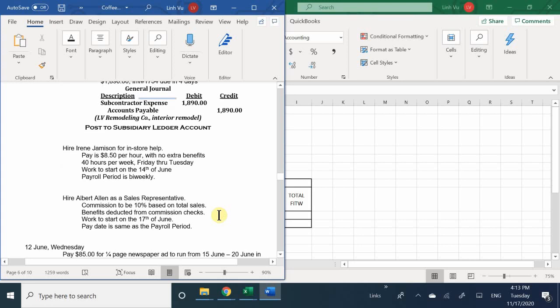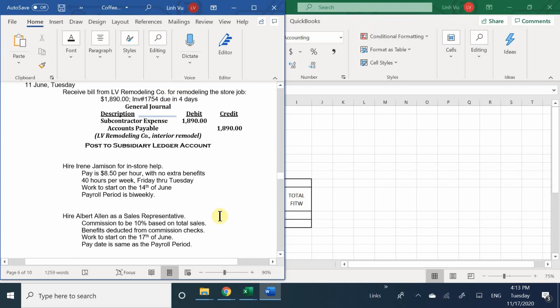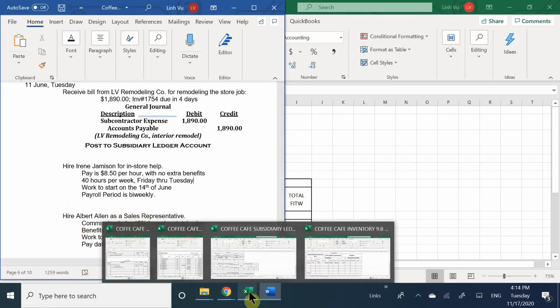Since the next part's not going to be very difficult. We hired Albert Allen as a sales representative, commission to be 10% based on total sales, benefits deducted from commission checks, work to start on the 17th of June. Pay date is the same as the payroll period. So we hired a 1099 worker, because they're purely a sales representative, and how we're paying them is based on commissions, right? We're paying them 10% of all sales that this person has done. So this is where commission expense is going to come into play, and this is where we need to also identify that Albert is the 1099 worker.